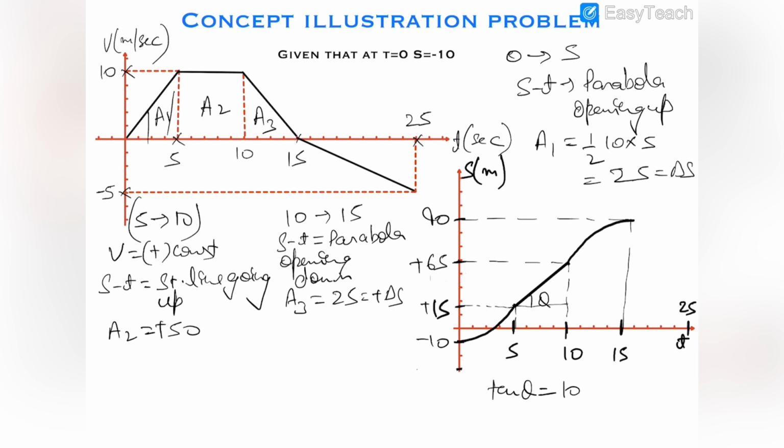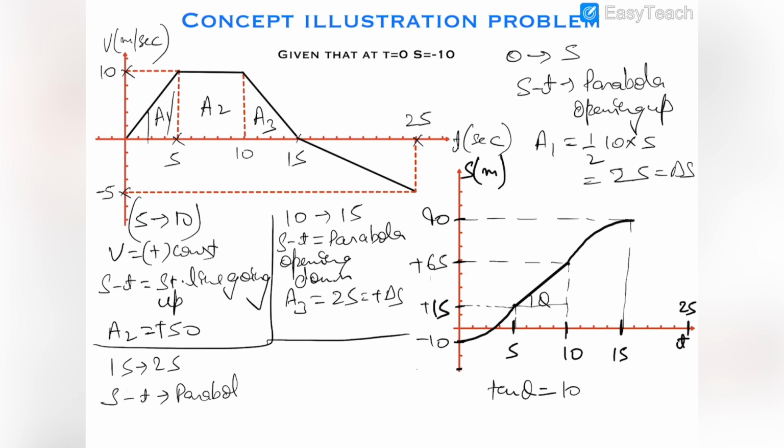Now for the last time slot, which is from 15 to 25. So in 15 to 25, again the VT graph is a straight line going in the downward direction. So the ST graph would be a parabola opening down. So this is the ST graph, which is a parabola opening down.